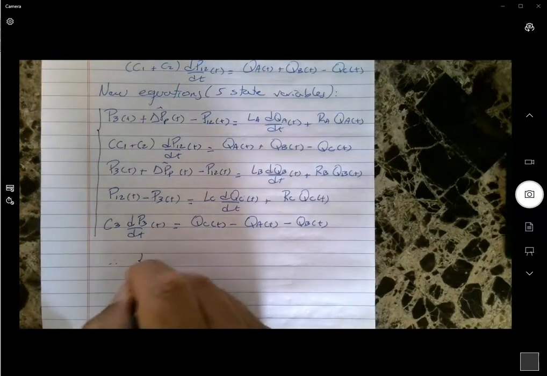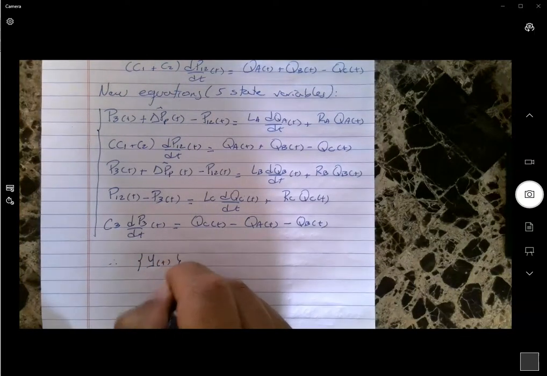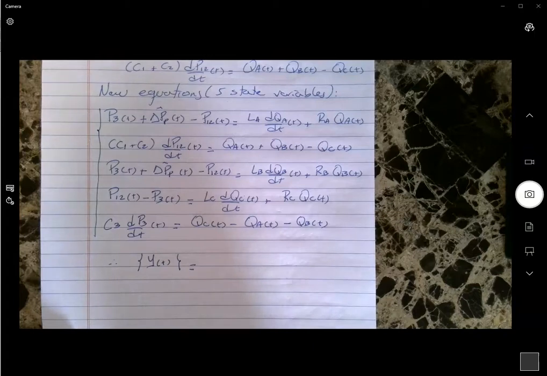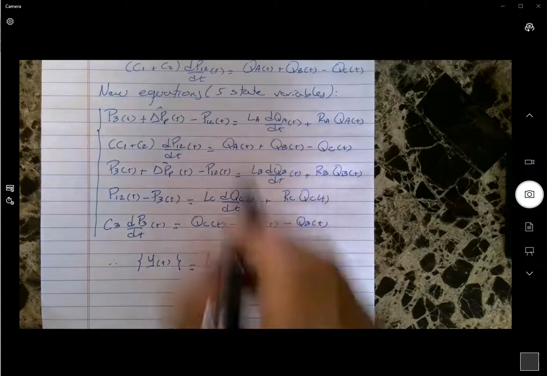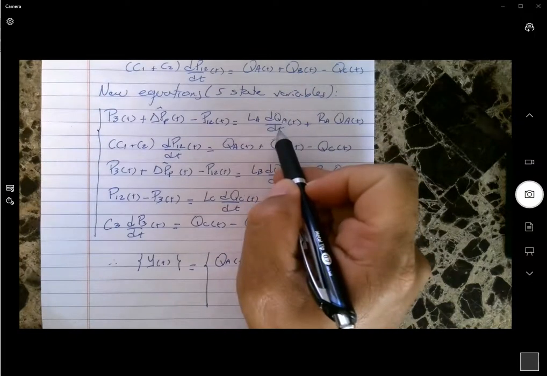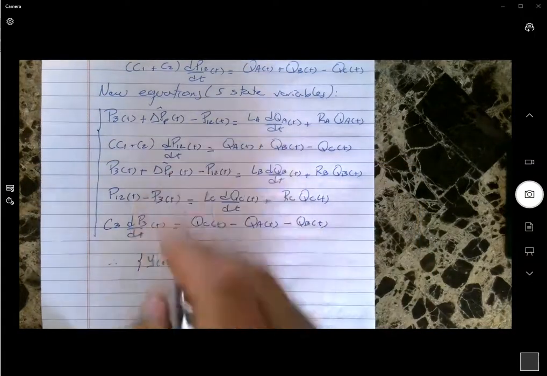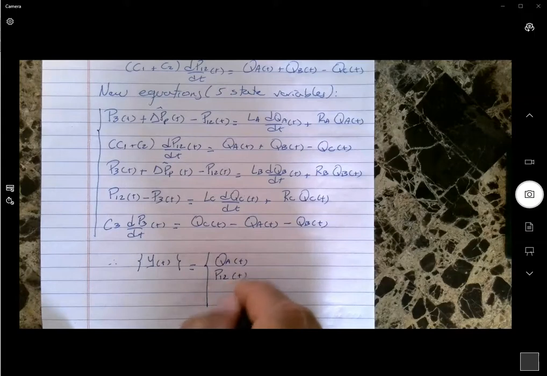So therefore, our vector, or an array of state variables or unknowns, in this order goes as QA, because the first equation is dQA over dt. Then the second equation is P12. The third equation is for QB. The fourth equation is for QC. And the fifth equation is for P3.